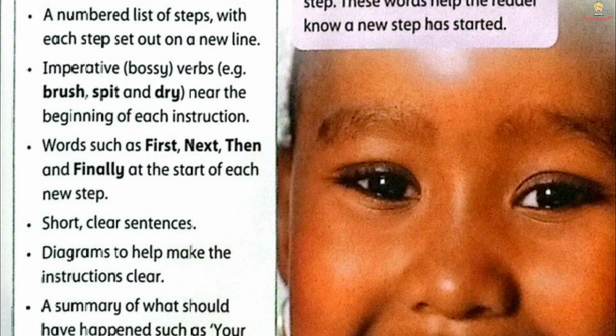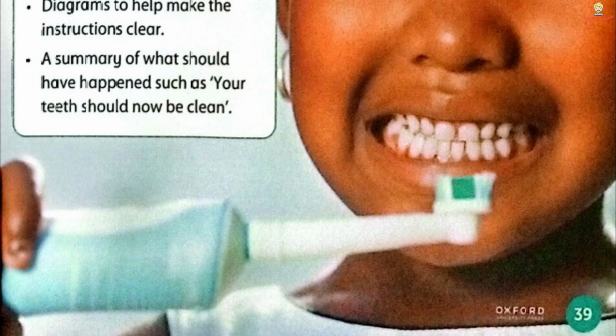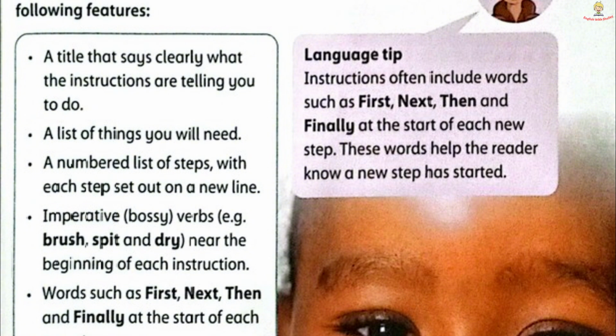A diagram to help make the instruction clear. You also make a diagram that helps to make your instruction clear. A summary of what should have happened, such as your teeth should now be clean. So finally you have to write a summary of what happened after the instruction. Like in the model writing, your teeth should now be clean. Language tip. Instructions often include words such as first, next, then and finally at the start of each new step. These words help the reader know a new step has started. So in any instruction you have to add these words, and these words tell the reader that this is the next step.